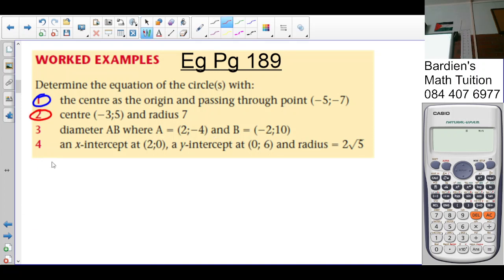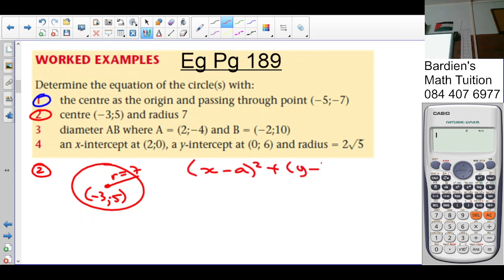No? Right, let's look at number 2. In number 2 we are told the center. So we have a circle. The center of that circle is (-3, 5), and it has a radius of 7. The radius is 7. So which formula are we going to use here? The second one, which is (x minus a) squared plus (y minus b) squared is equal to r squared. Awesome. So what's your a value? -3. What's your b value? 5. And your r value? 7. So do the substitution.